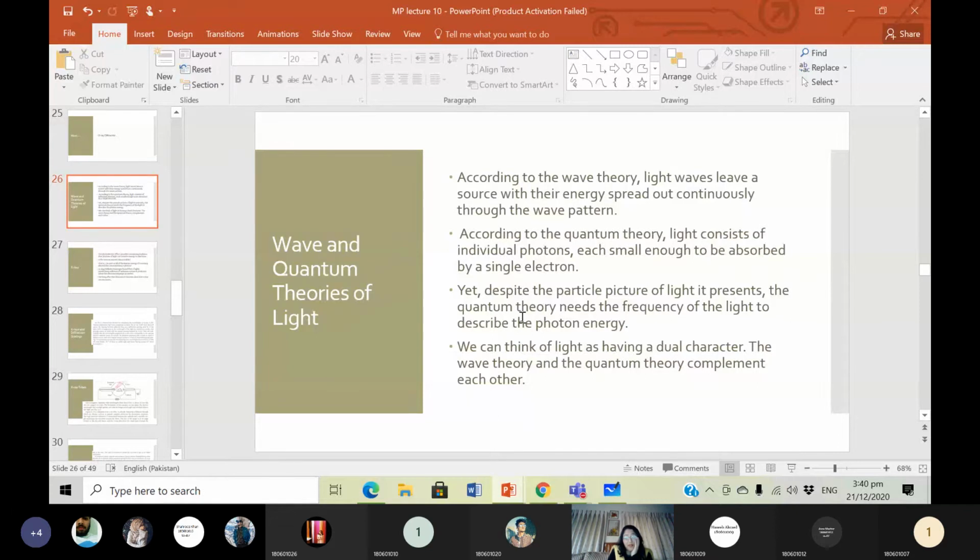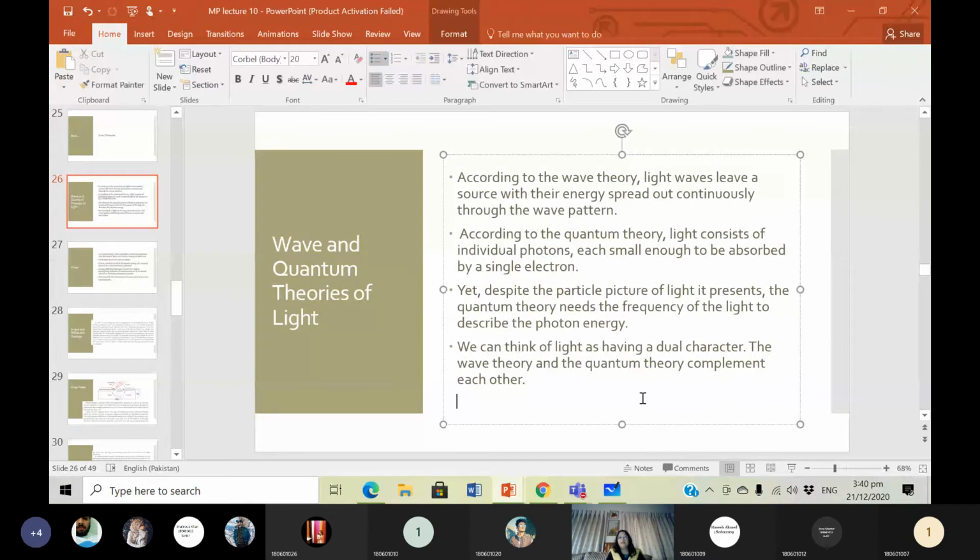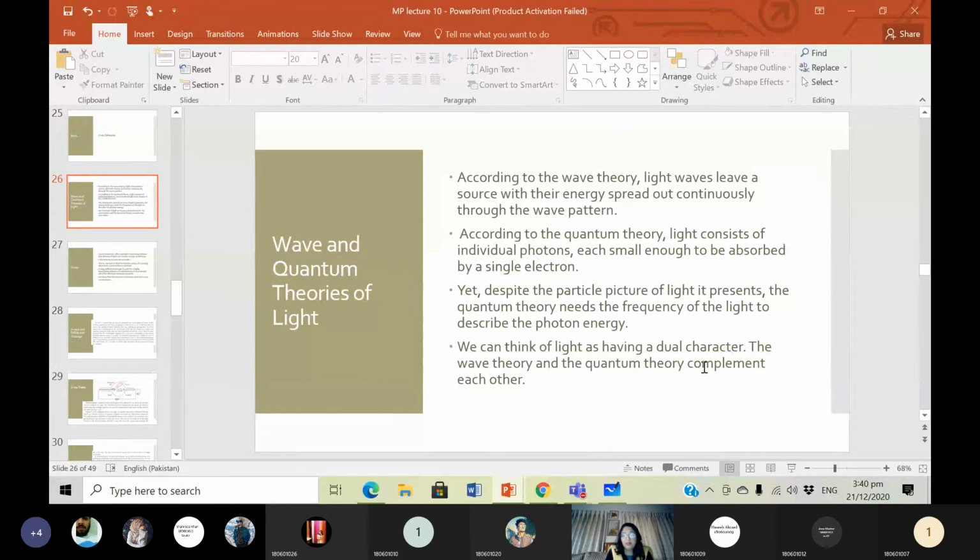So we need the frequency to be able to describe the photon energy. You can think of light as having a dual character. The wave theory and the quantum theory complement each other. Basically, we can think of light as having a dual nature, okay? We have the wave theory and the quantum theory, and they both complement each other.